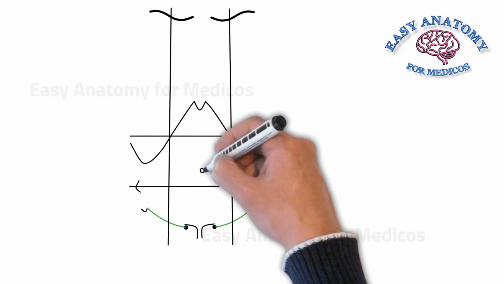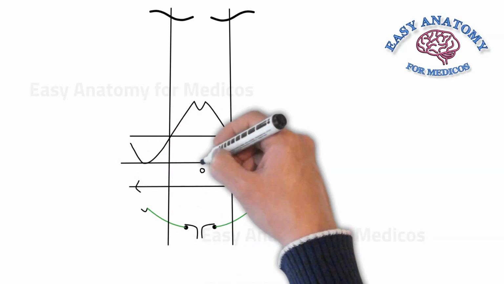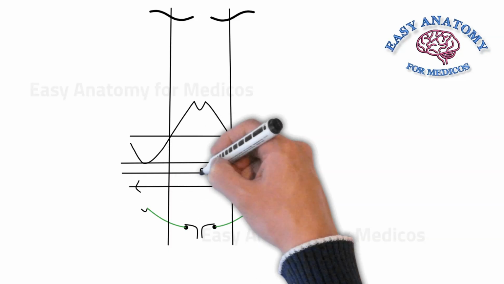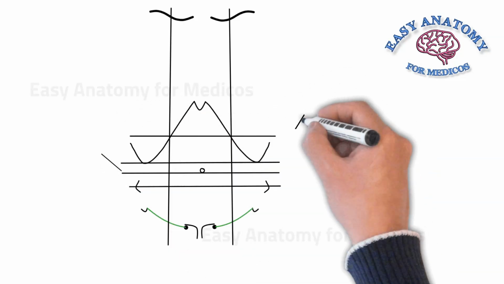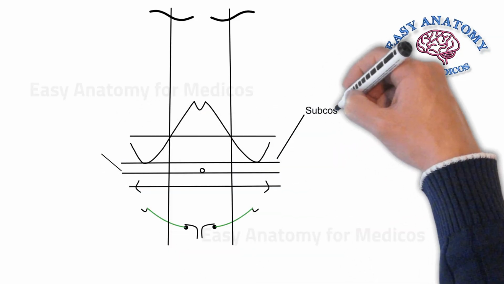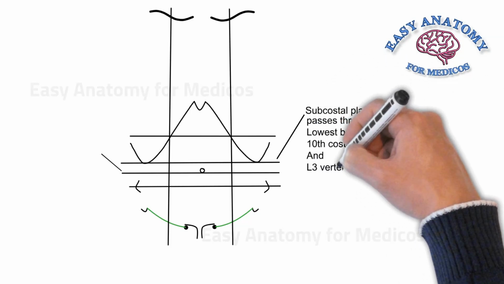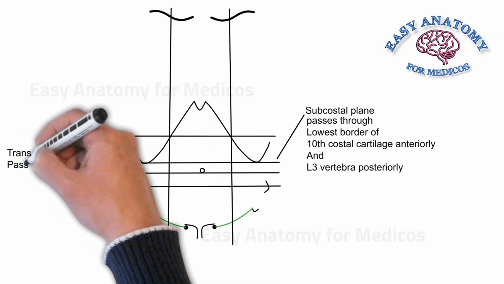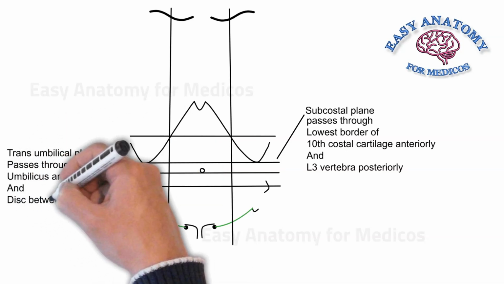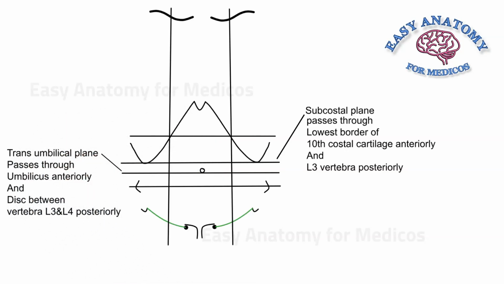Two more horizontal planes. These are the subcostal plane and the transumbilical plane. The subcostal plane passes through the lowest border of the 10th costal cartilage anteriorly and the L3 vertebra posteriorly, whereas the transumbilical plane passes through the umbilicus anteriorly and the disc between L3 and L4 posteriorly.